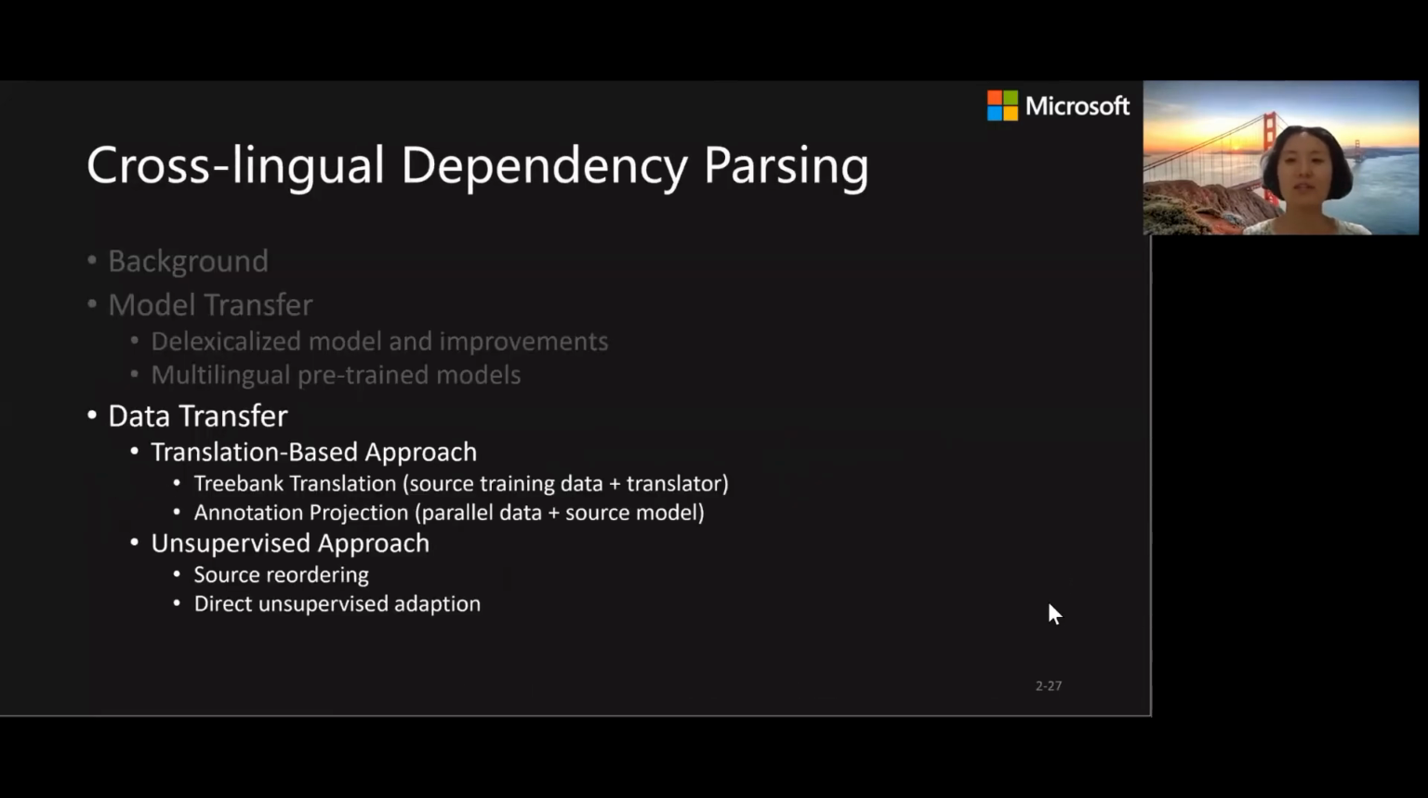So one limitation of the translation-based approach is that it relies on a source-to-target translator. However, a translator is not always feasible. So there are also some research works investigating how to leverage unannotated target data without any translator.